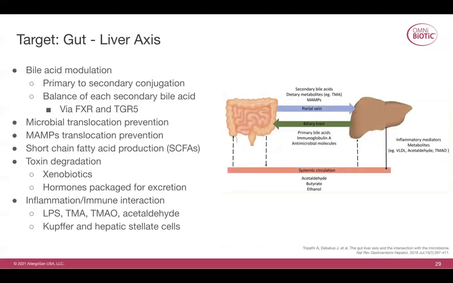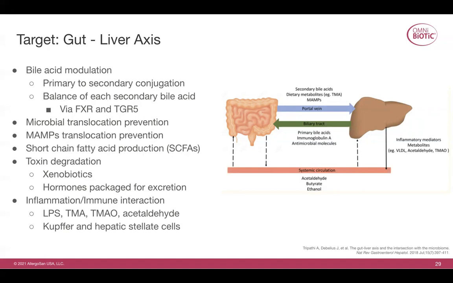Let's take a moment to look at the gut-liver axis. Our primary bile acids are conjugated to secondary bile acids by bacteria in the gut. The receptors FXR, which is the farnesoid X receptor, and TGR5, the Takeda G protein coupled receptor 5, are activated by bile acids. These receptors are responsible for glucose and lipid metabolism, among other things.